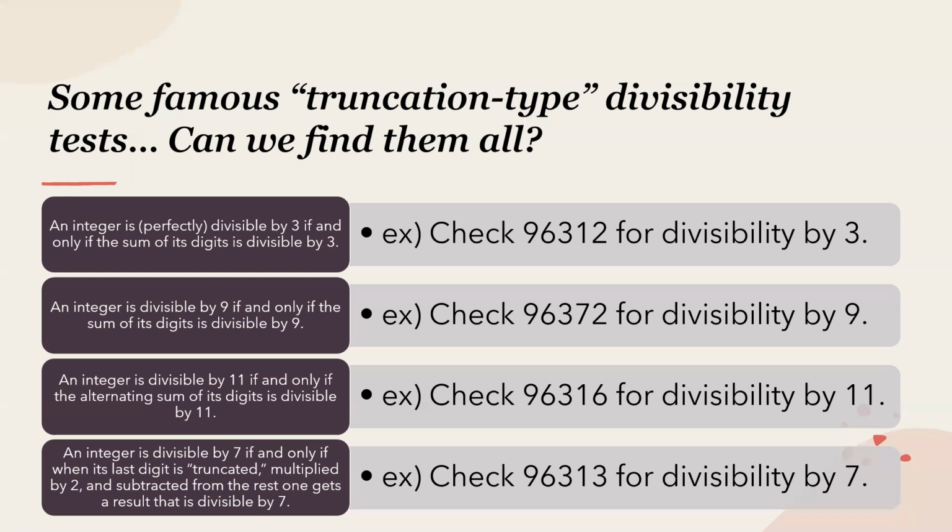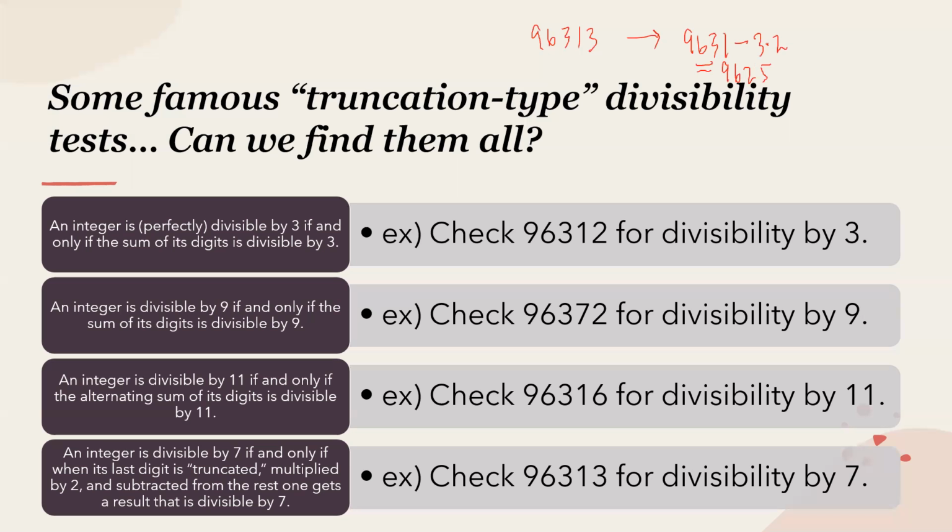Now you might say to yourself, what? Okay, so that means I can kind of truncate this thing. So like if I start with 96313, instead I can look at 9631 minus, it said to kind of take the last digit and multiply it by 2. Does that make sense? So the last digit is 3, and I multiplied that by 2. So that means 9631 minus 6, which is, how much is that? 9625. And I said to myself, I still can't tell.